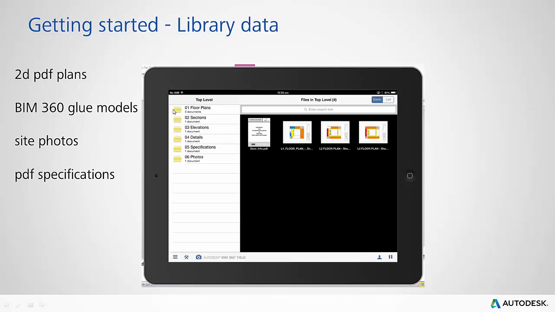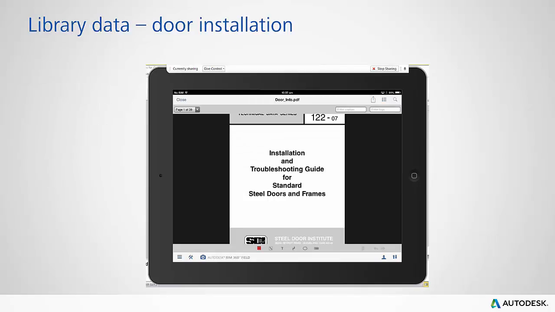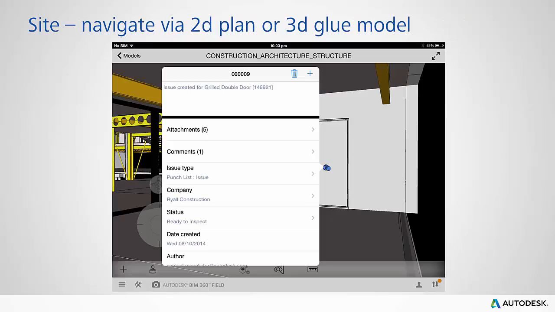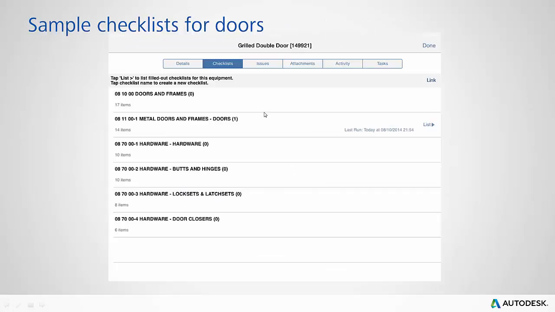In BIM 360 field, this has been used very heavily by contractors and subbies doing their operations on site. This is an example of, say, someone who needs to be installing and troubleshooting standards for steel, doors and frames. So we can load up our drawings and our PDF data, sync it to our iPad, and then we can be out on the field going through and doing our particular tasks for the installation or the checking or the QA QC of those doors.